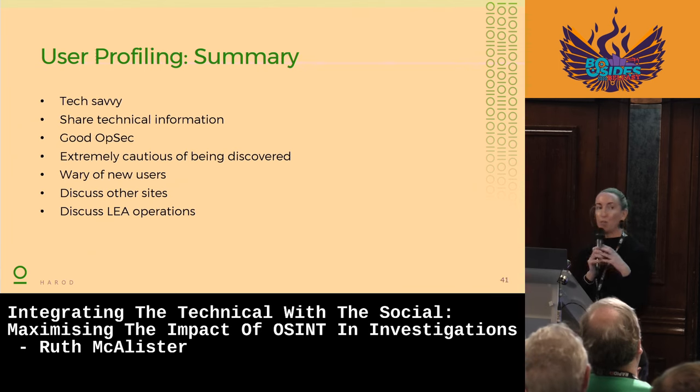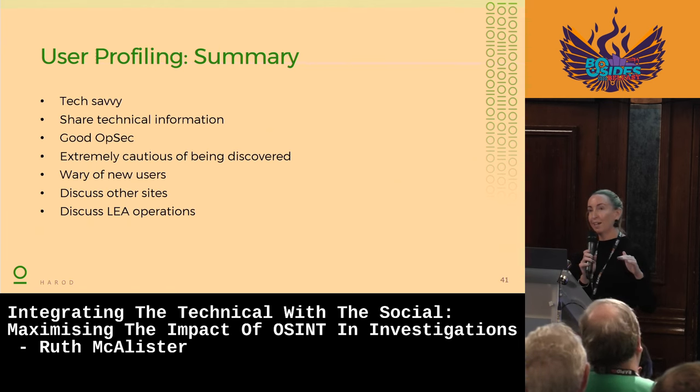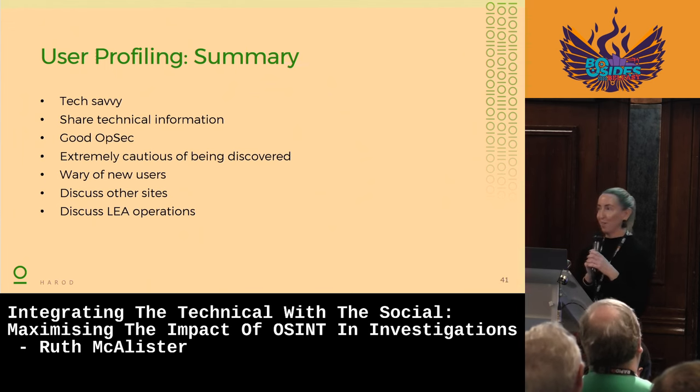Now, they generally deal with very trusted individuals. They will tell you how to stay safe online. In fact, there's an entire manual around how to stay safe online and how to avoid the cops, as they put it. So they have very good operational security, but they're also very nervous, very anxious about being discovered. And you can see that whenever a forum has been seized. They're wary of new users, they will discuss other sites, and of course they do discuss law enforcement operations.